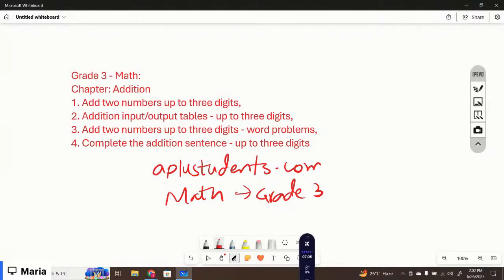The lessons will be as follows. Add the numbers of three digits. Addition of the couple tables of three digits. Add two numbers of three digits for problems. Complete the addition samples of the three figures. So please make sure you have the notebook and pencil so that you can find the example with the definition.